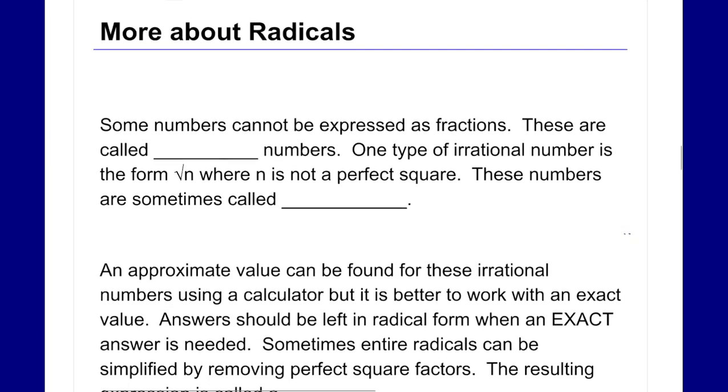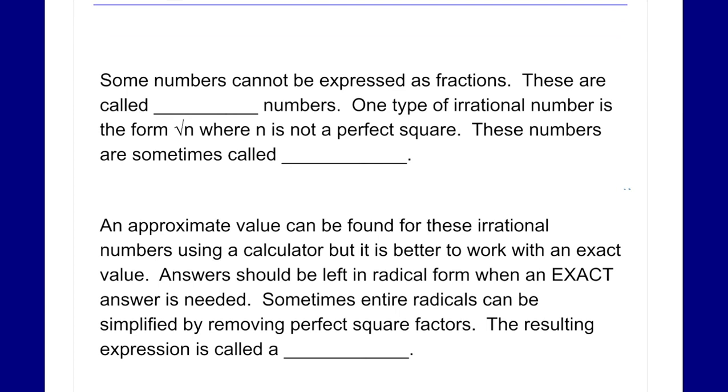So with radicals, sometimes numbers cannot be expressed as fractions, right? And we call these numbers irrational numbers. Any number that cannot be expressed as a fraction is what we call an irrational number. And one type of irrational number is the form root n, where n is not a perfect square. So for example, if I were to take the square root of 4, I would get 2. So the square root of 4 is not an irrational number, because it works out nicely as a perfect square.